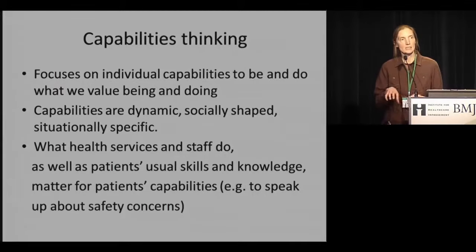And it recognises that the kind of capabilities that get talked about in general might include capabilities to be well nourished, to be free from exposure to infectious diseases, to be able to engage in meaningful activity or work, to be able to form meaningful relationships with people and be respected by others. So there's lots of different capabilities, but one of the features of them that we need to recognise is that our capabilities are dynamic and socially shaped, and they're also situationally specific.